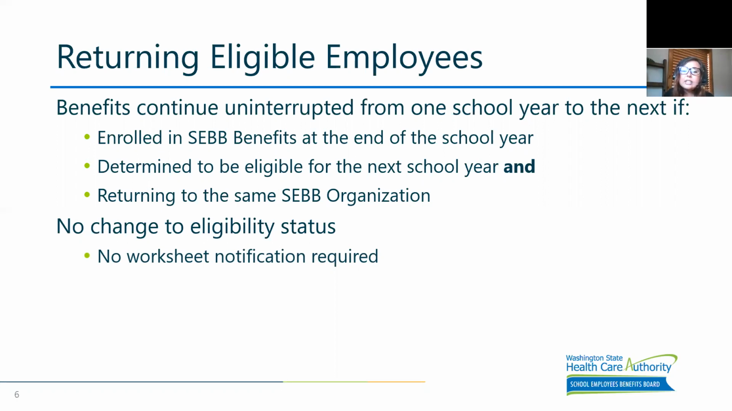Now, let's say that you had an employee who was eligible one school year and is no longer going to be eligible in the next school year. Well, they would need to be given a worksheet in this scenario as notification of the change in their eligibility, going from eligible to no longer being eligible. And it would be the same vice versa. If they are not eligible and then they become eligible going into the next school year, they have to be given a notification worksheet.